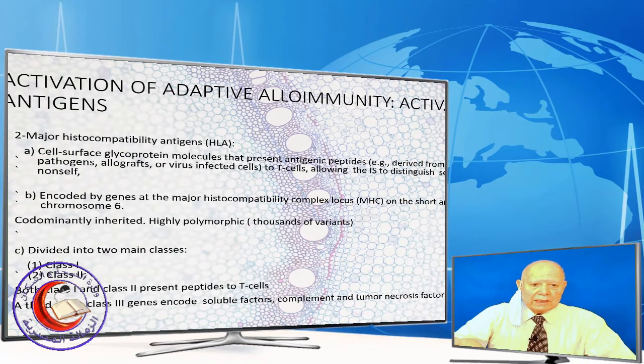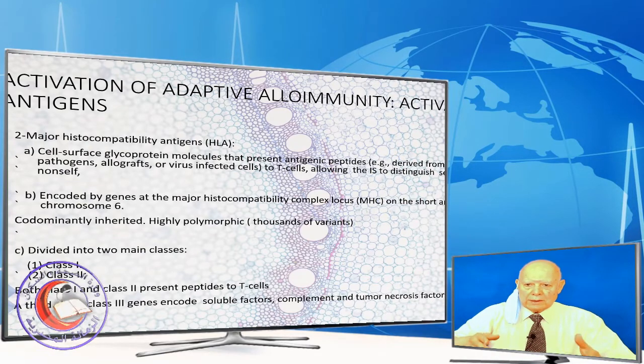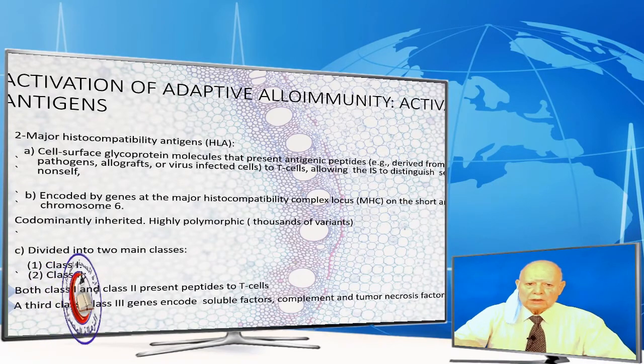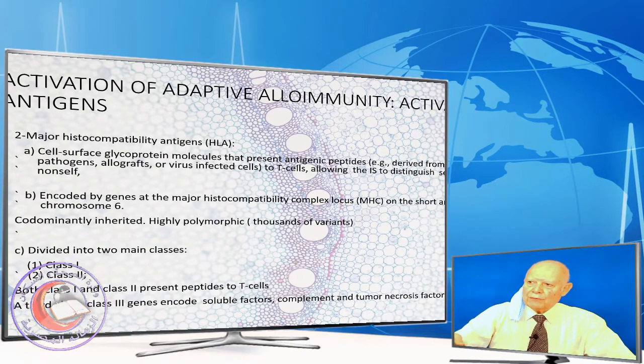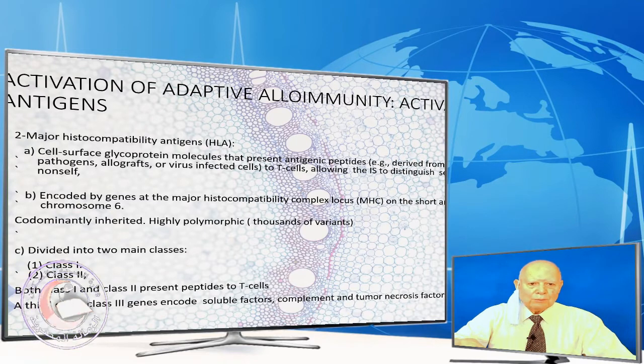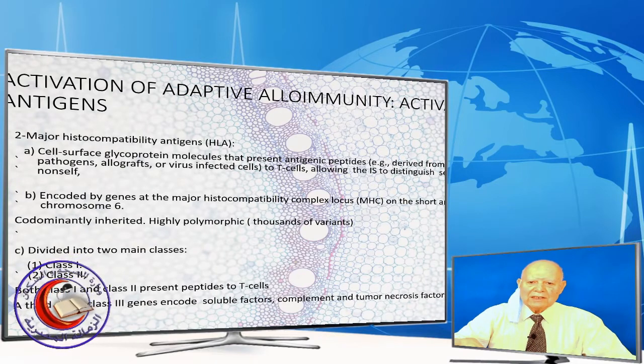The HLA glycoproteins are encoded by genes at the major histocompatibility complex locus. Locus is the site on the short arm of chromosome 6. They are co-dominantly inherited. That is to say, you have one molecule from the father, one molecule from the mother, and both are expressed. They are highly polymorphic.